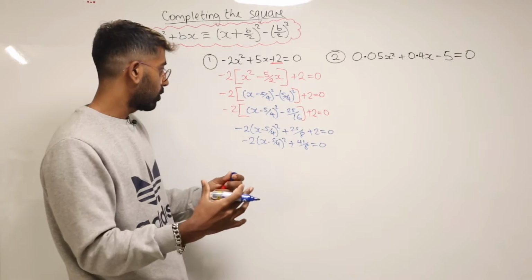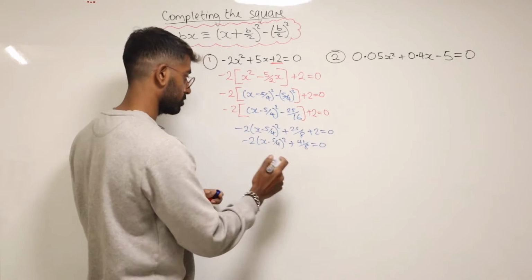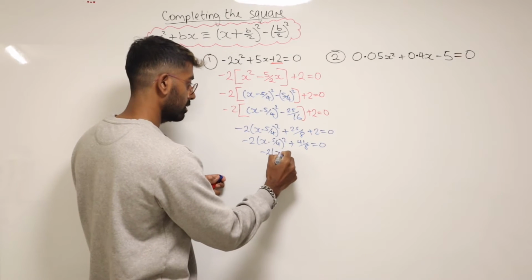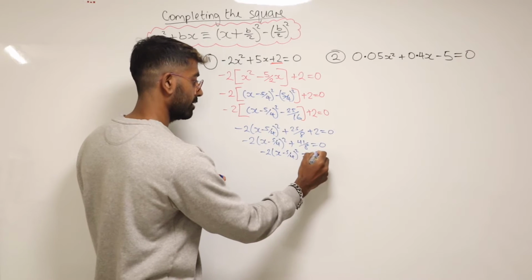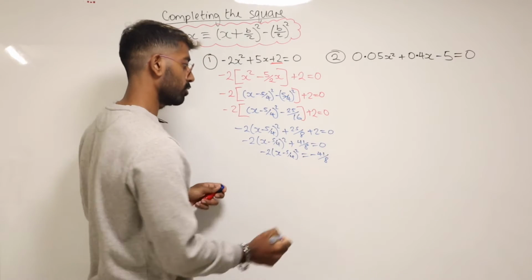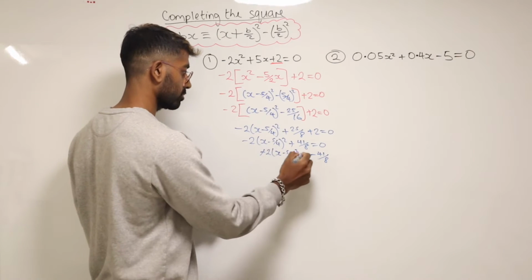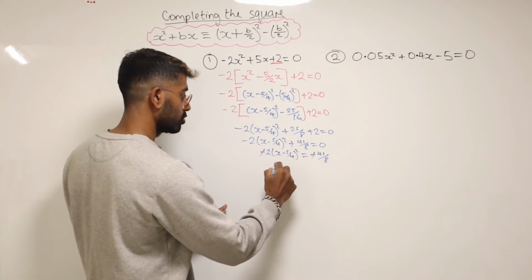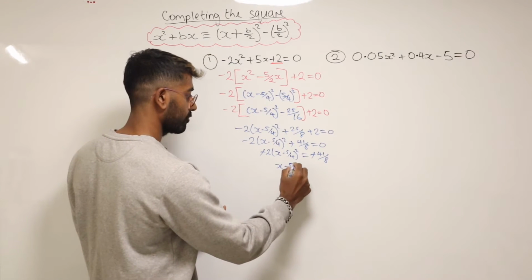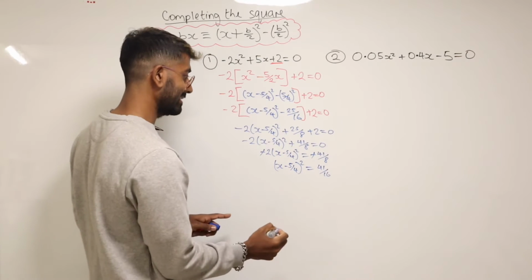And then now, how do we go and solve this? Start by taking this 41 over 8 across to the other side. So we'll have minus 2 lots of that equals minus 41 over 8. Now you've got the two minuses here on both sides, so we can just cancel those out, and then divide across by 2. So we'll have x minus 5 over 4 all squared is equal to 41 over 16.